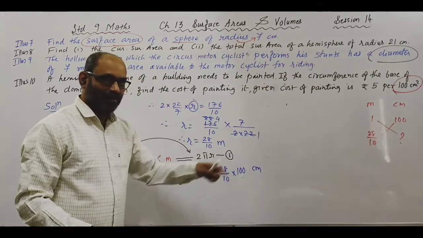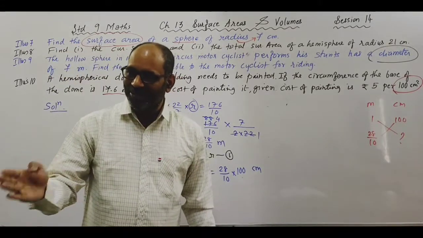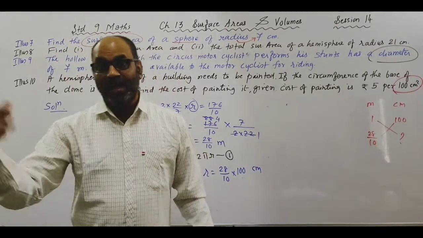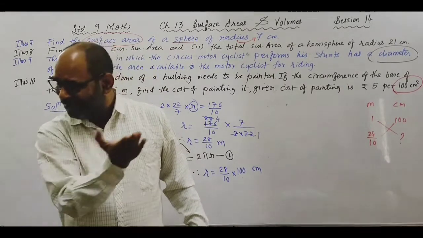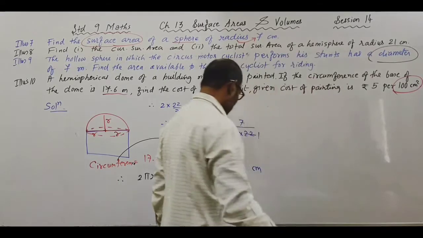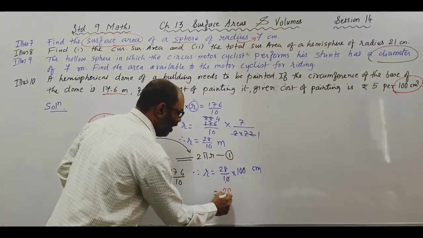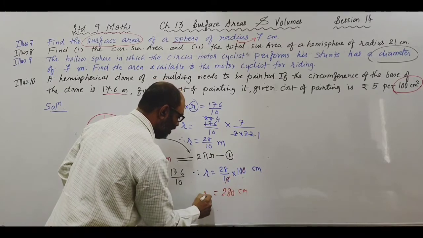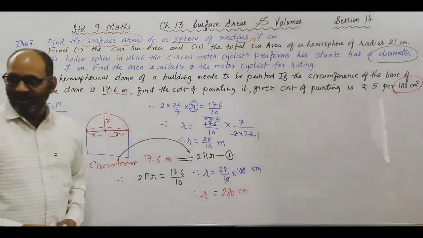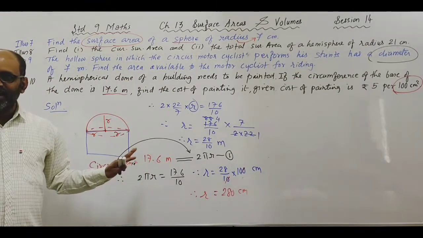28 upon 10 multiplied by 100. Or just remember, when you have to convert meter into centimeter, multiply by 100. And if you have to convert centimeter into meter, divide by 100. Is that clear? Alright, so this became a little easier. And that is equal to 280 centimeter. So we got the radius.